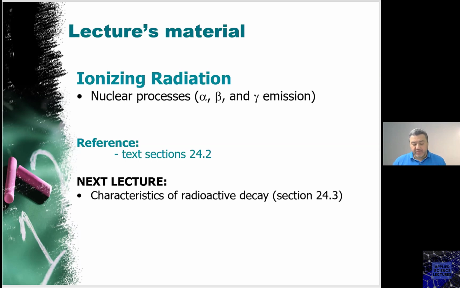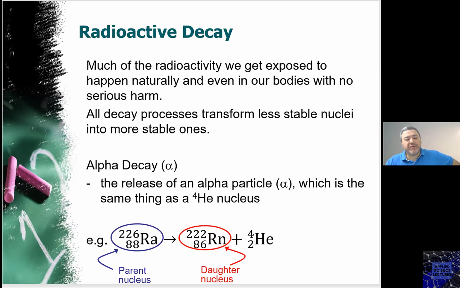Ionizing radiation. We'll be talking about nuclear processes that result in the radiation of alpha, beta, and gamma. Lots of the radioactivity we get exposed to in our life is natural, and it is not necessarily seriously harmful. All decay processes transform less stable nuclei into more stable ones. How does this happen? We will start first with the alpha decay.